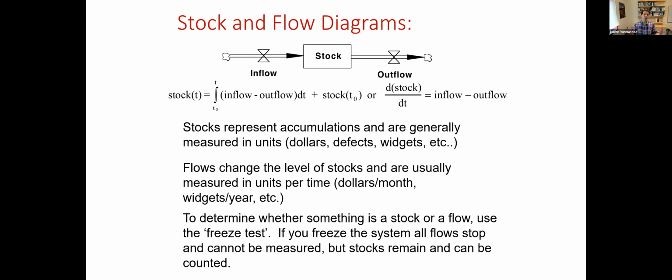So it could be in dollars per month, or defects per day, or widgets per year. When you look at a system and a set of variables that you care about, you may think about stocks or identify stocks using what we call a freeze test. That is, you freeze the system, you take a snapshot of the system in this frozen state and see what are the things that are tangible, visible. Those are the stock variables, and things that are not, but would change those stock variables become flow variables.